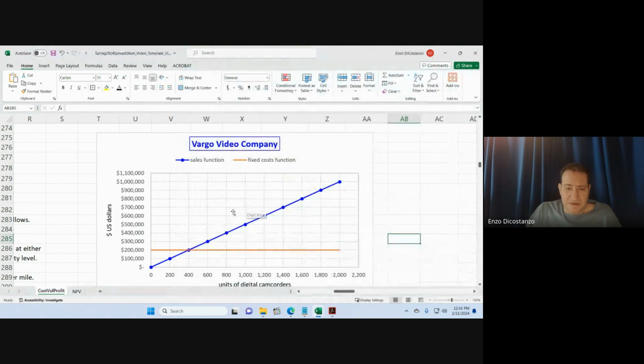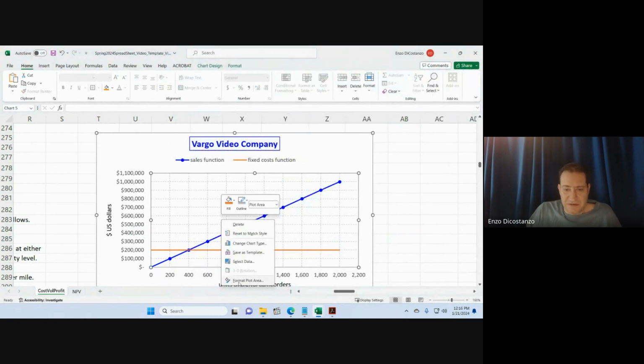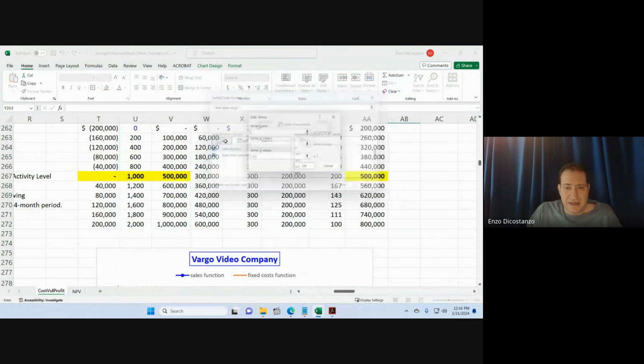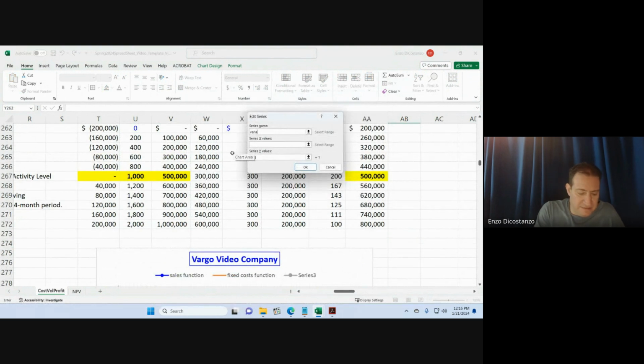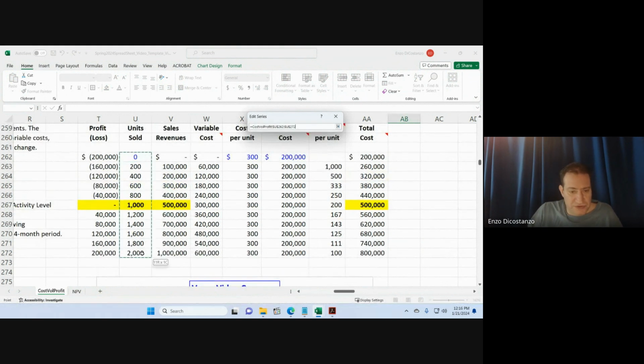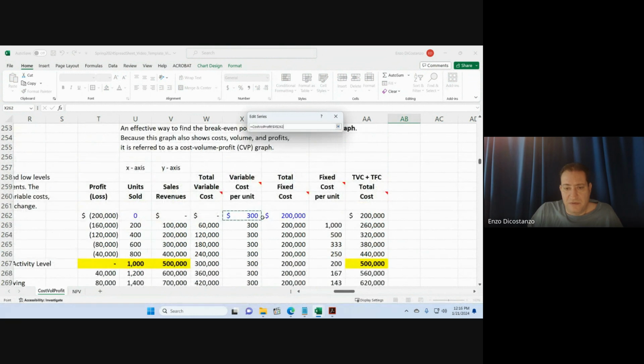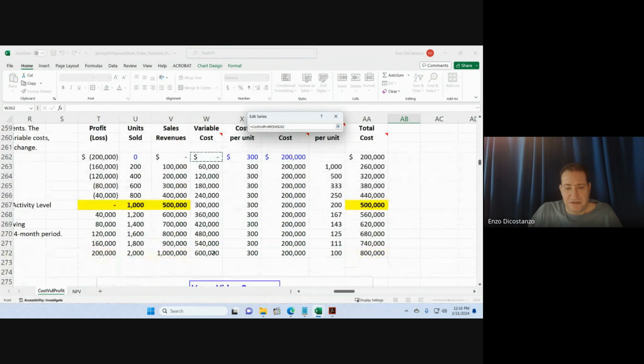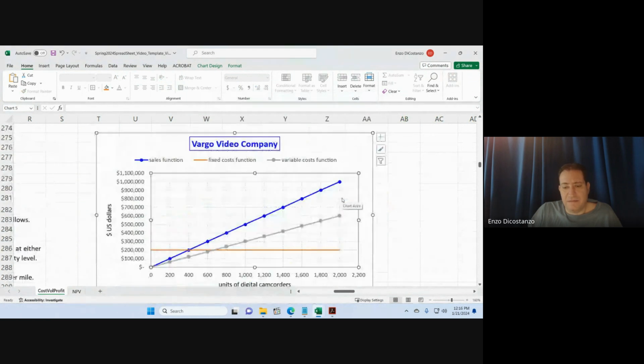Now you can do variable. You can add another one, variable cost function. Select data, add variable costs function. Your X is here, and your total variable cost is there. Hit OK, and then OK again.